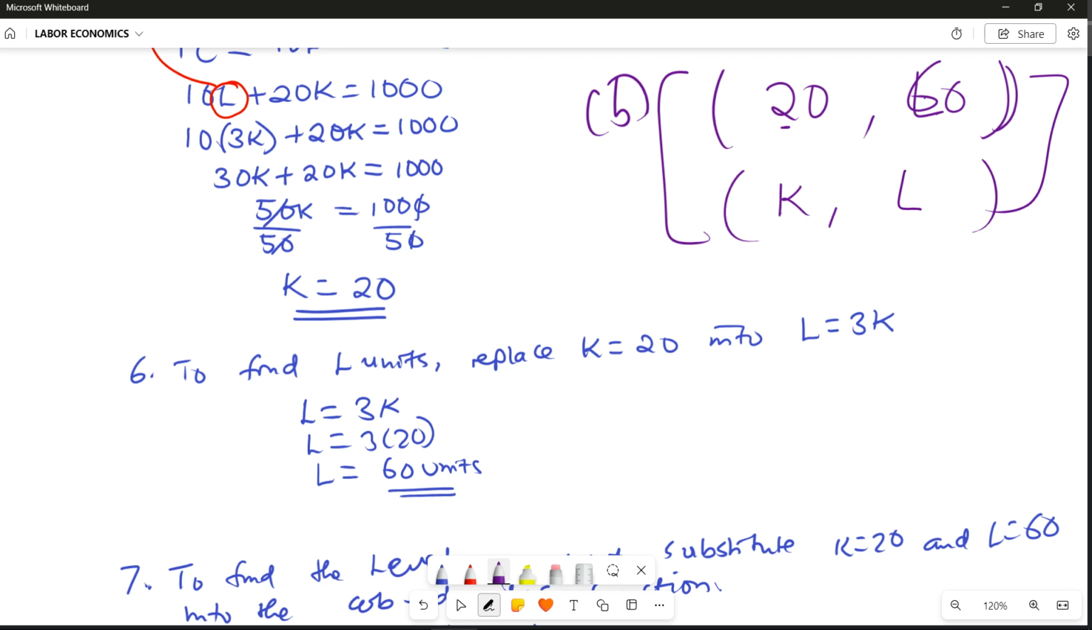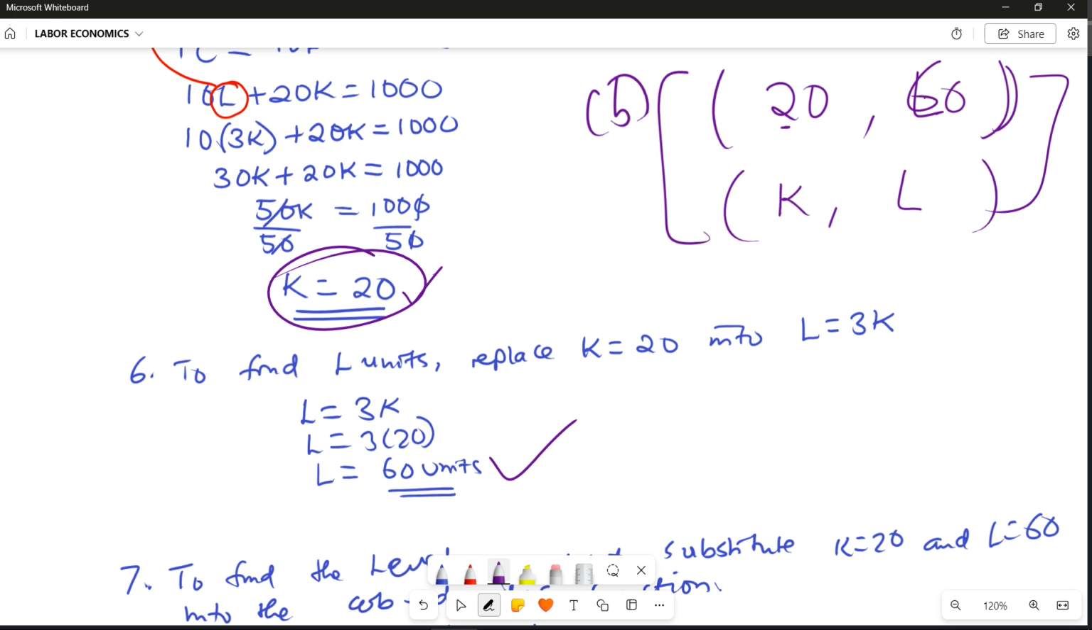Oh, you haven't got it? Okay, great. So question B is asking us to determine the optimal combination, right? The optimal combination of capital and labor. How many units do you need for capital and labor? And we've already calculated that we need 20 units of capital and 60 units of labor. So for B, you're just writing the optimal combination of capital and labor should be 20 units of capital and 60 units of labor.